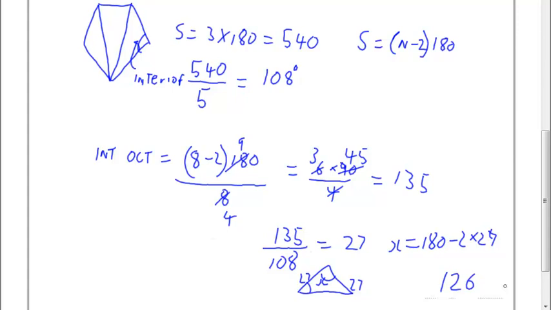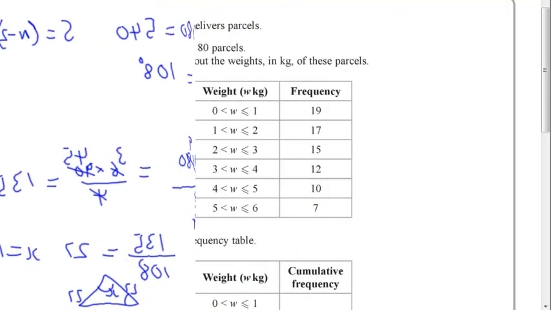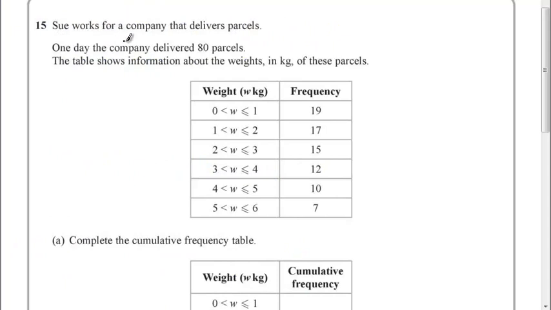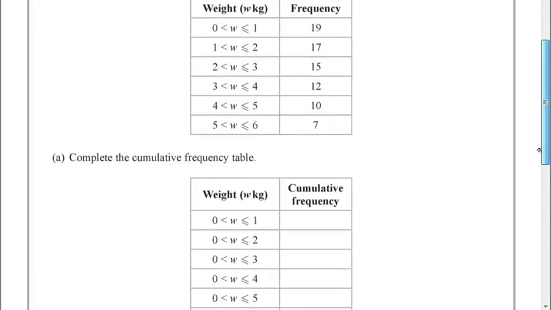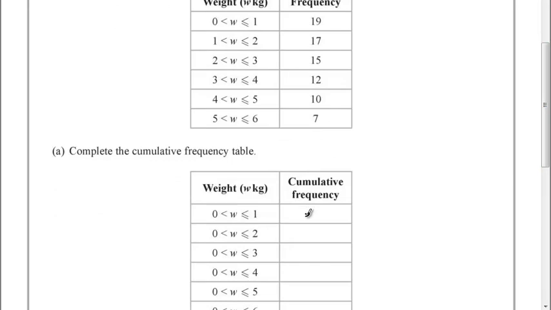Question 15. Sue works for a company that delivers parcels. One day the company delivered 80 parcels. That might be a useful figure. The table shows the information about the weights in kilograms. Okay, complete the cumulative frequency table. By the time the weight has got to 1 kilogram, 19 of those parcels are 1 kilogram or less. So that first one is 19.